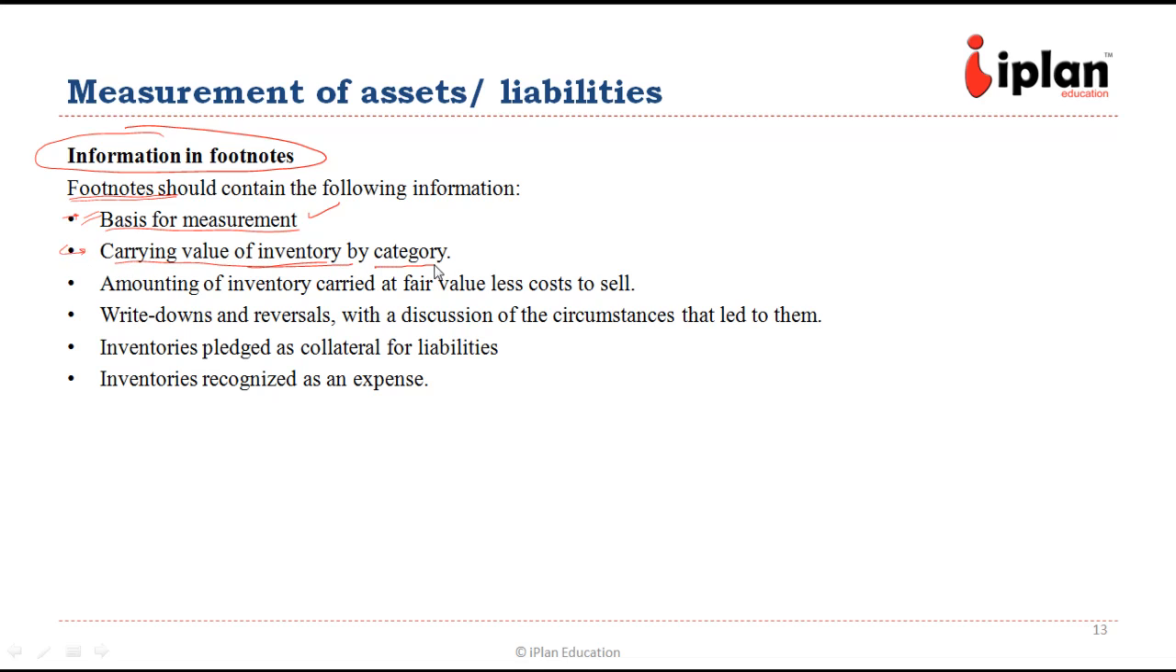Similarly, the carrying value of inventory by category is generally shared in the footnotes. Categories could be finished or semi-finished, etc. So the carrying value is given based on these categories. Then the amount of inventory carried at fair value less cost of selling. Since the cost to sell is not the part of inventory cost, it is shown in the footnote.